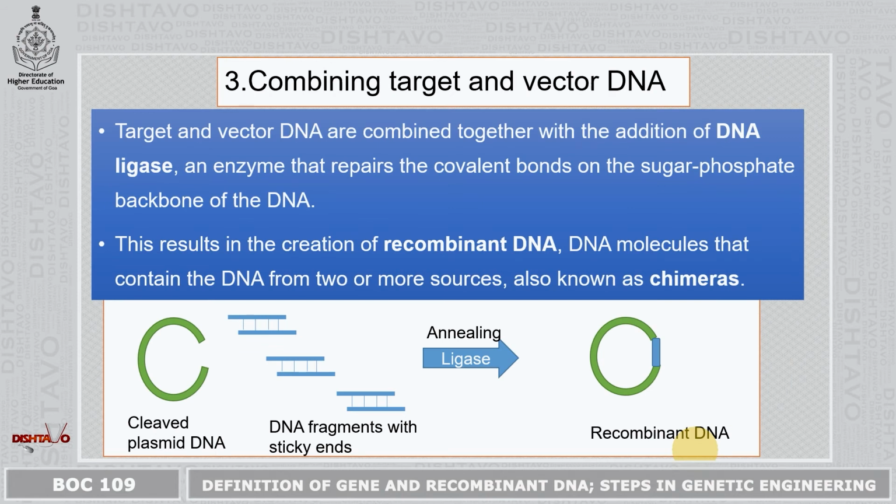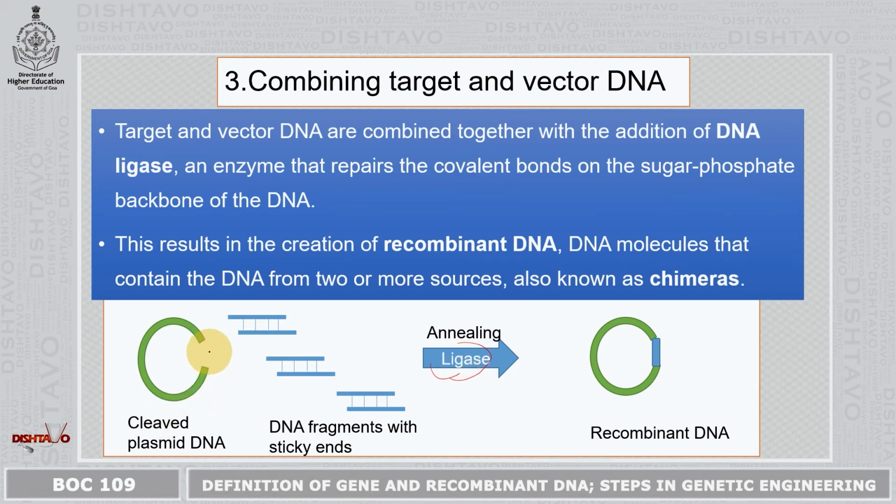So the third step in the genetic engineering is now combining the target and the vector DNA. So the target DNA we have, that is the DNA fragments we have, and we have a cleaved plasmid DNA. So next is ligating them together. So for this we require an enzyme called the ligase enzyme. So what this ligase enzyme basically does is it creates the bond between the two fragments. So it basically causes the annealing process. So the covalent bonds between the sugar phosphate backbone are ligated together by this ligase enzyme.